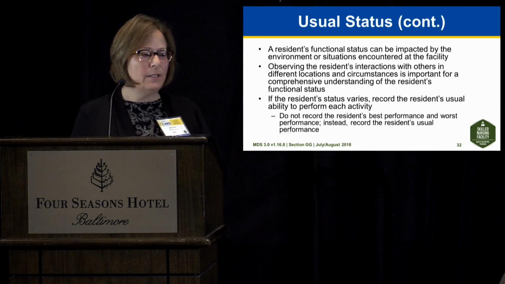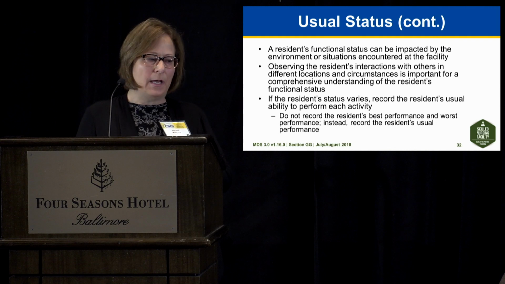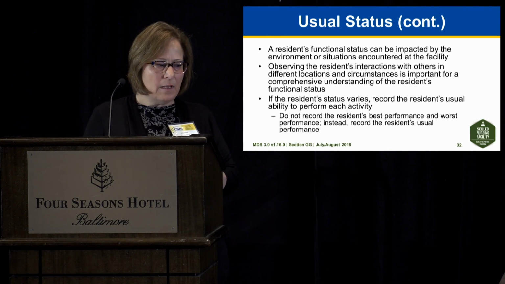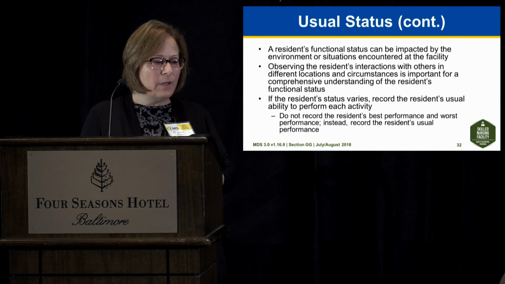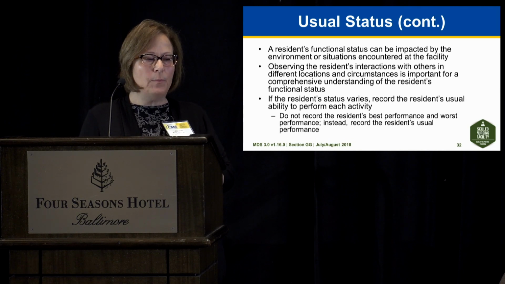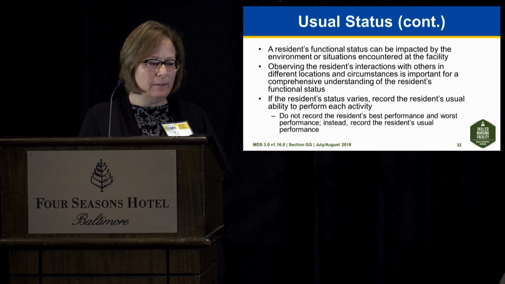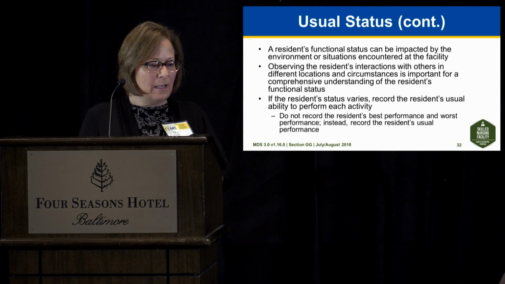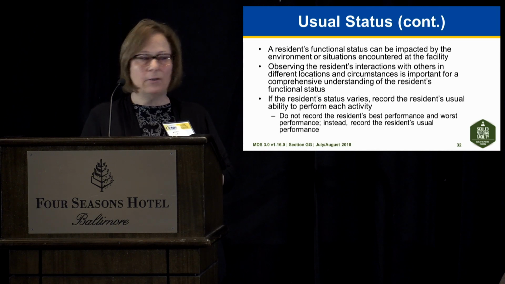For usual status, the resident's functional status can be impacted by the environment or situations encountered at the facility. Observing the resident's interaction with others in different locations and circumstances may be important for a comprehensive understanding of the resident's functional status. If the resident's status varies, record the usual ability to perform each activity. Don't record the best performance, don't record the worst performance. Instead, record the resident's usual performance.